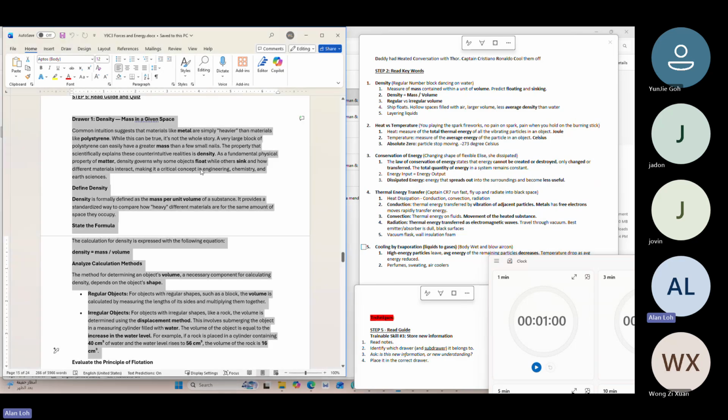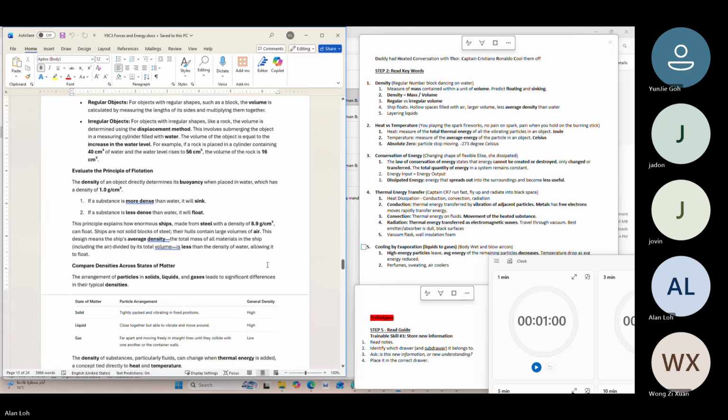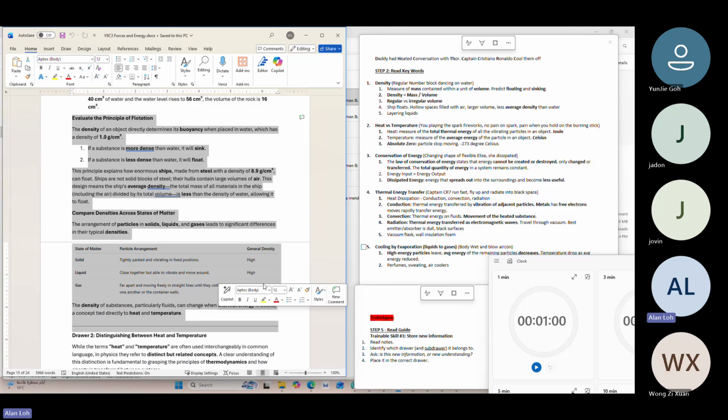Okay, this is clearly drawer number one, related to density, and this part is regular and irregular volumes. So by now, I think you know how to calculate the volume for regular objects and how to calculate the volume for irregular objects, right? Using the displacement method. And what the displacement method is, is explained over here. Okay? Now, let's start for 1 minute on this part.